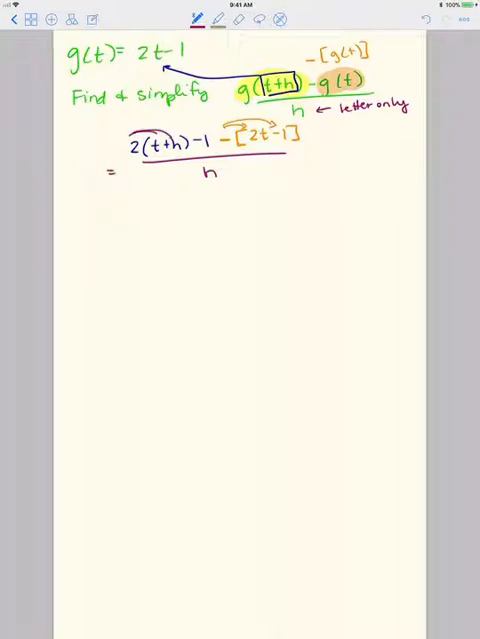And then you play cleanup. This doesn't have any exponents, so it's not that bad. You just do 2 times t plus 2 times h, subtract 1, and then subtract the 2t, and then add the 1. And if you'll notice, and this is the beauty of this difference quotient, a lot of things cancel. The 2t subtracts away 2t, the negative 1 adds 1, and you're left with 2h over h, in which the h's cancel because they're being multiplied up top and divided on the bottom. So you're left with 2 for your final answer here. That's all you have, just 2.